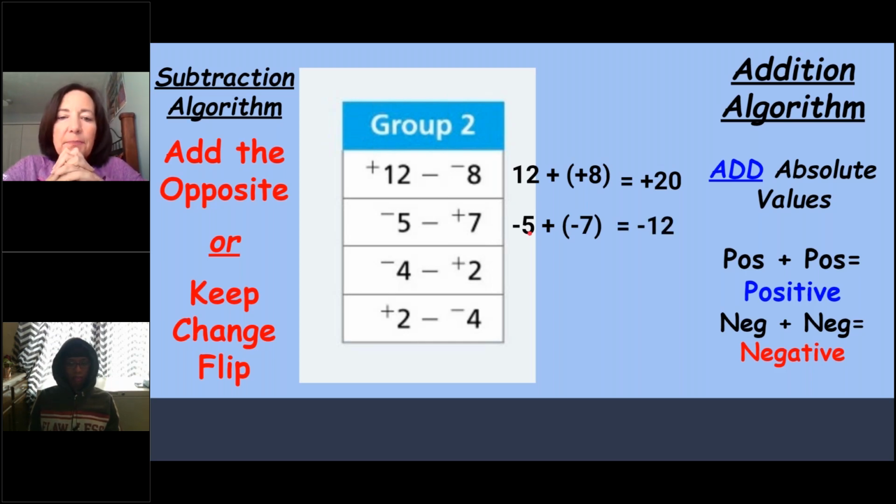Okay. How about the next one? Help me rewrite the next one. Okay, a -4 plus a -2. Perfect. So then that is a -6. Signs are the same, we add.